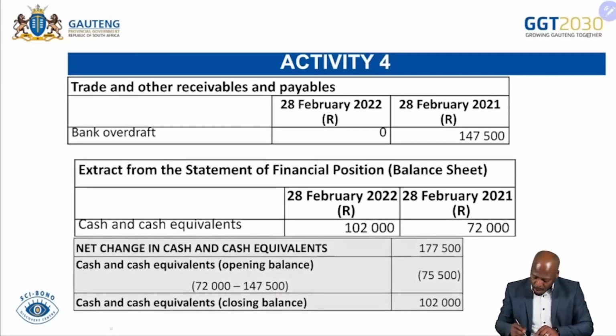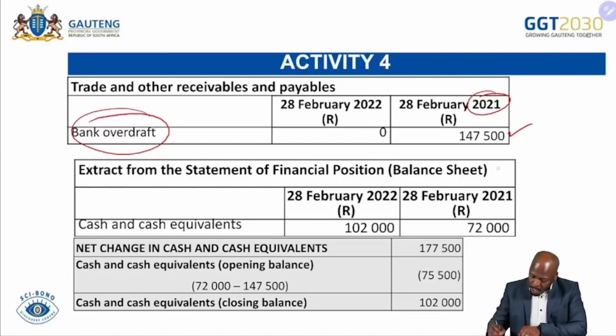So remember, we are given the 2021, which is your 147,500. Okay, so the 147,500, remember, it is a bank overdraft. So you would then say 2021. You would start off with your 72,000 here, then minus the 147. That is why you have a negative 75.5 here. And then you take your 2022 amount. There is nothing under the payables, so there is nothing here. You can see it's a zero. And then under my assets, I have cash and cash equivalents of 102,000.